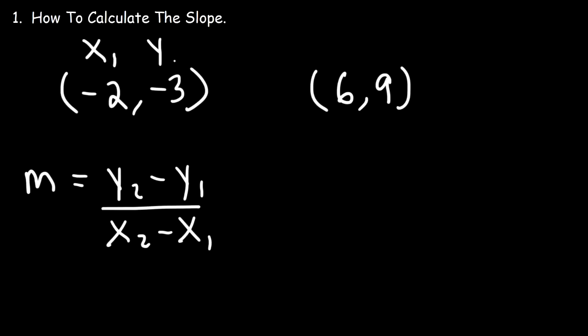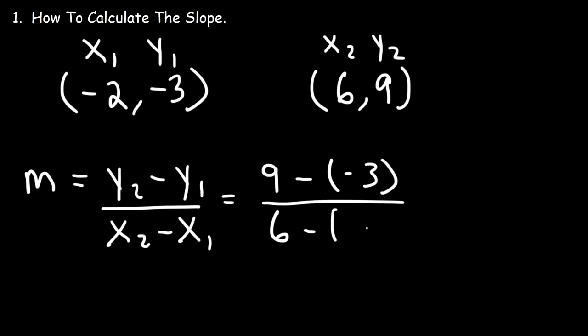So this is the first point, so let's call it x1, y1. And this is the second point, so it's going to be x2 and y2. Now we can see that y2 is 9, y1 is -3. x2 is 6, x1 is -2. Now what is 9 minus -3? Whenever you have two negative signs next to each other, it's equivalent to a positive sign. A negative times a negative is a positive number. So 9 minus -3 is the same as 9 plus 3, which is 12. And 6 minus -2, that's the same as 6 plus 2, which is 8.